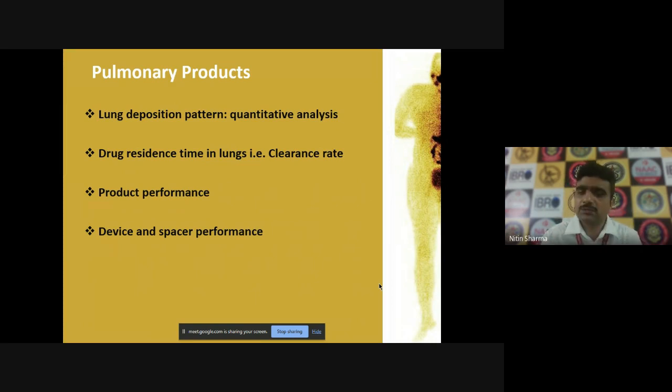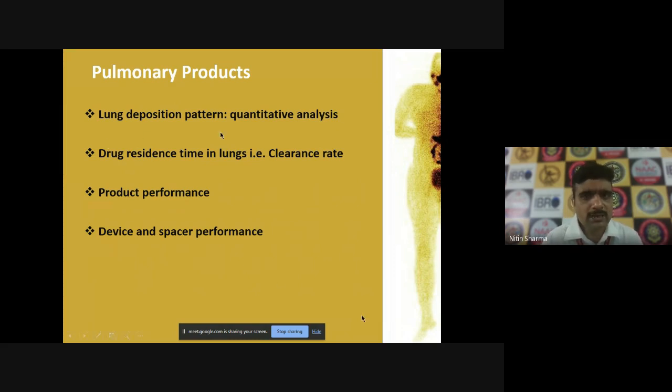For minimization of this mucociliary clearance, we use a number of strategies, like increasing the viscosity of the formulation. We may use a mucoadhesive polymer in the formulation. After this approach, whether the approach is suitable for making an effective product, we can determine with the help of gamma scintigraphy techniques.